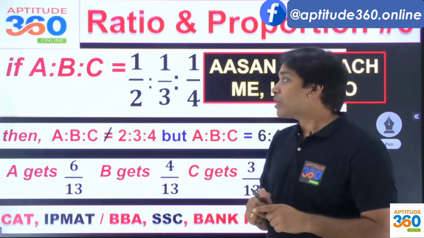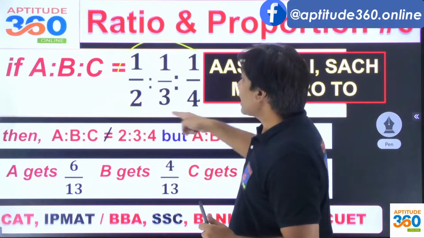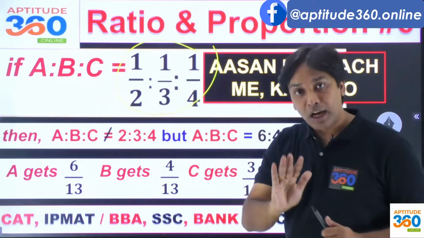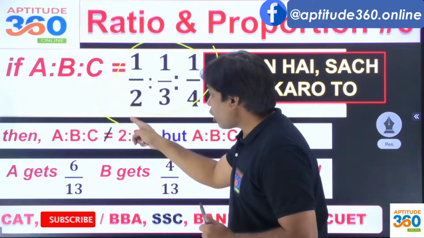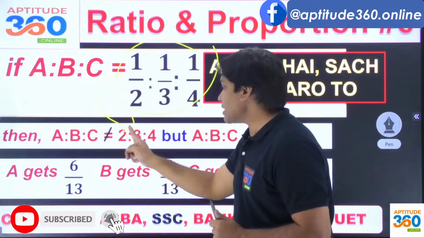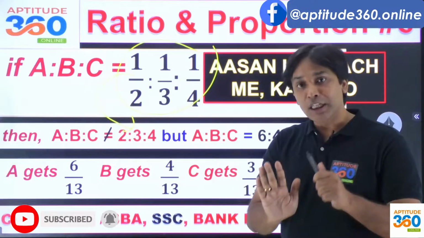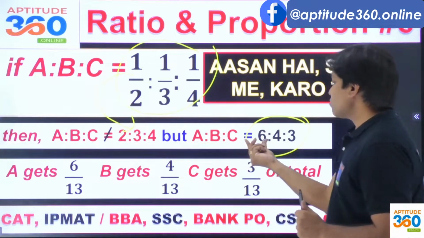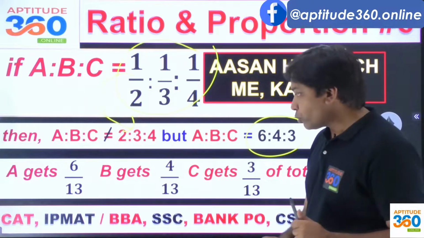So from the previous video you must have understood one thing: if a to b to c is given as 1/2, 1/3, 1/4, this does not mean that a to b to c is 2 to 3 to 4, that you learned in the previous video. Rather, a to b to c will come out as 6 to 4 to 3.